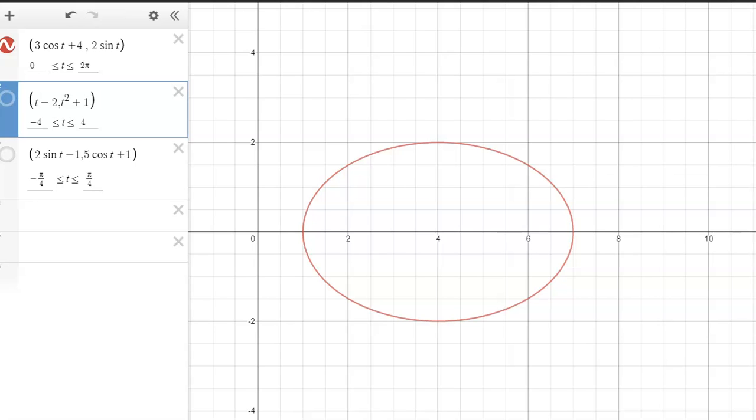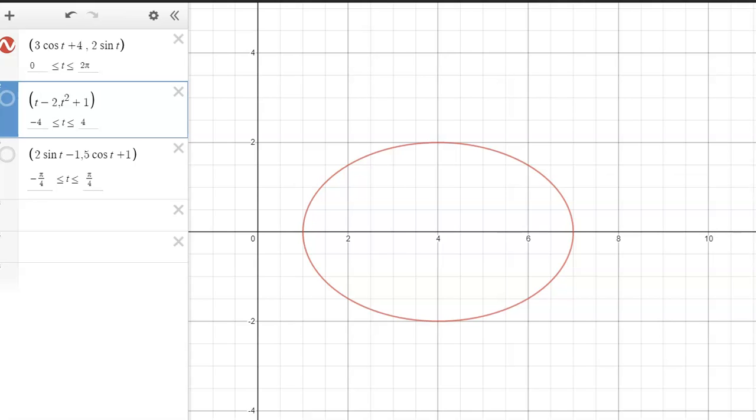So you can see this first one, the 3 cos t plus 4 and the 2 sine t, first question gives us a nice ellipse, which you would have seen from the table of values. If you'd plotted it on graph paper, then it would have made that quite nicely.